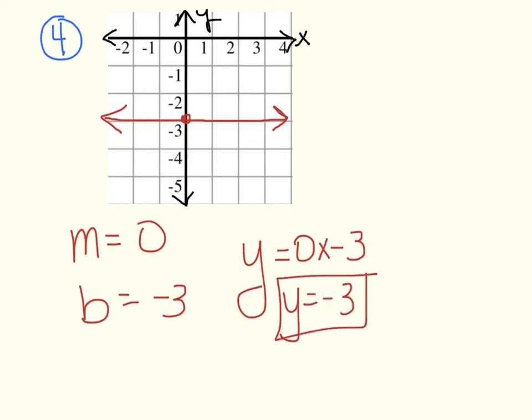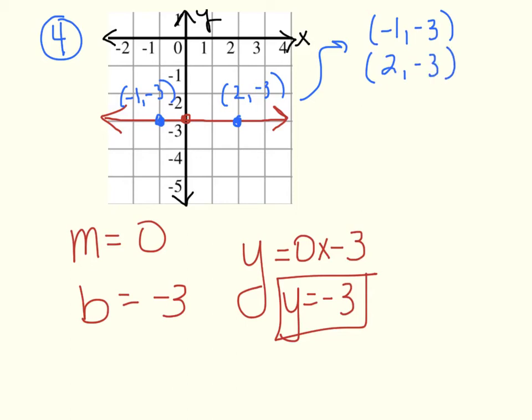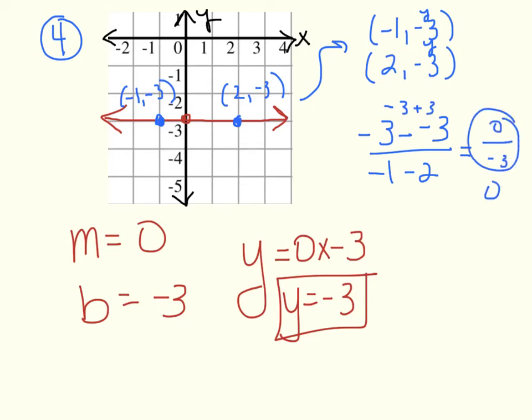-3. And once again, if you don't remember how to get your slope, you pick any 2 points. It doesn't matter what you pick. So you could pick 2, -3, and -1, -3. And if you did that, remember, I take y1 minus y2. So I could take -3 minus a -3, and -1 minus 2. Well, -3 plus 3, that gives me 0. Over -3, that gives me a slope of 0.